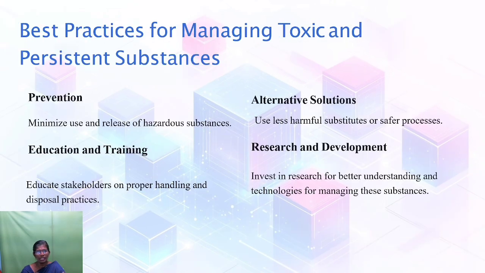Then what are all the best practices for managing this type of toxic and persistent substances? First of all, we have to prevent it by minimizing the usage of some substances which are the sources of hazardous substances. Then education and training also is necessary. We have to educate the stakeholders on proper handling and disposal practices. Alternative solutions also we can find out by using purer raw materials or less harmful substitutes. Then research and development for better understanding in the technologies for managing these contaminants.